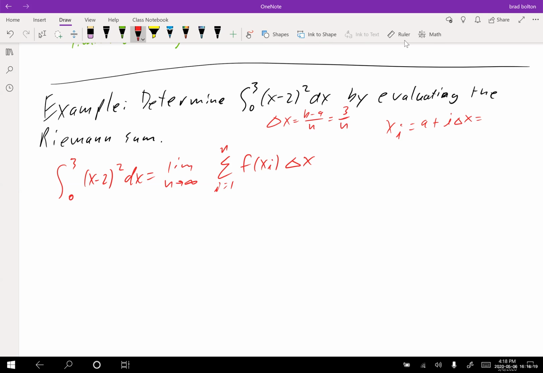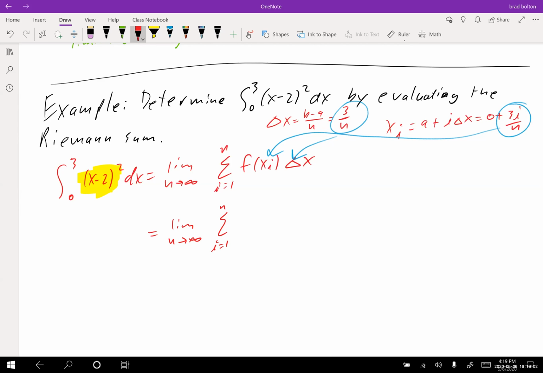And then we know that x sub i will be 0 plus 3i over n. So we have our x sub i and we have our 3 over n. So we're going to take this 3i over n and plug it into f. Okay. So we're going to now have the limit as n approaches infinity of the summation from i equals 1 to n. And now I'm going to take 3i over n and plug it into my function, (x minus 2) squared. So this will become (3i over n minus 2) quantity squared times delta x, but delta x is 3 over n.